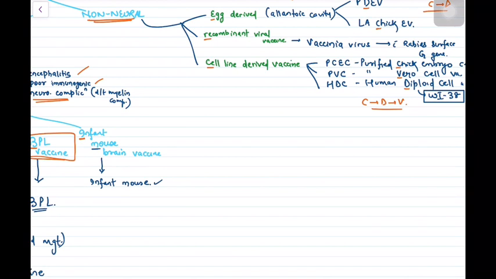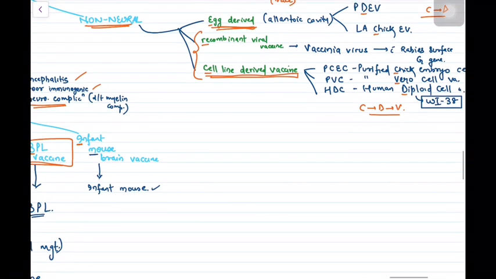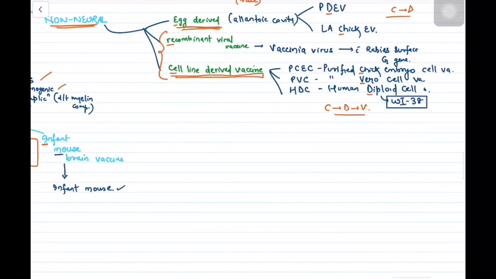derived vaccine. Currently in India, we are using these recombinant viral vaccine and the cell line derived vaccine, more particularly this cell line derived vaccine. Egg derived vaccine is no more used, but we have to know the names. So there are two vaccines in the egg derived vaccines which we are obtaining from the allantoic cavity. The first is the purified duck embryo vaccine. This is purified duck embryo vaccine, and the live attenuated chick embryo vaccine.